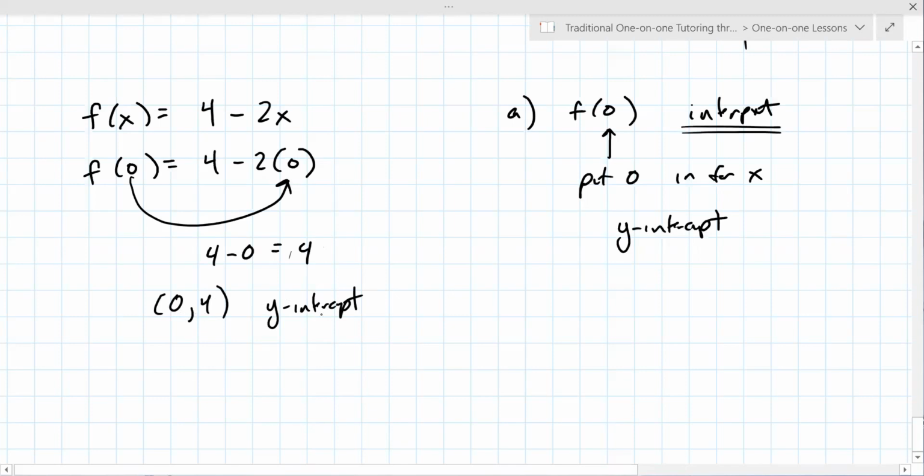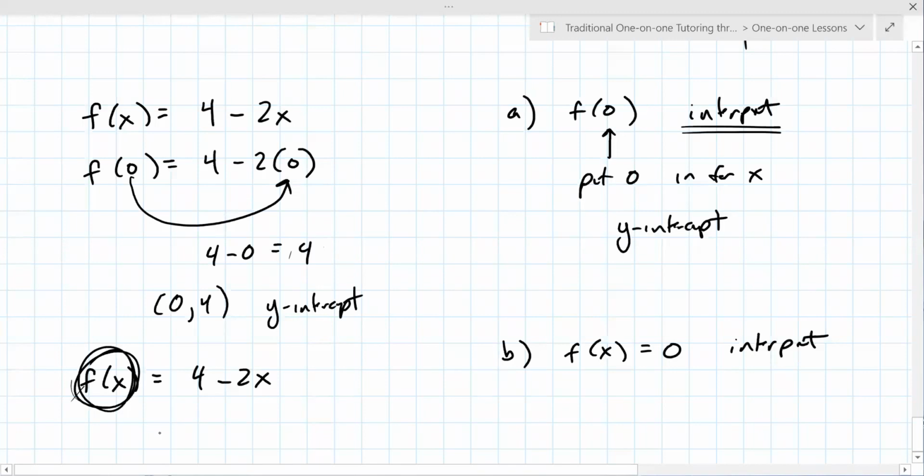Okay. Part B will say, where does f of x equal 0? And interpret. Here is f of x. I'm writing f of x again. It's the same as above. This time, you're not putting 0 in for x. This whole thing becomes 0. Four minus 2x. Visually, can you see the difference? We put 0 in here, and then we simplify.